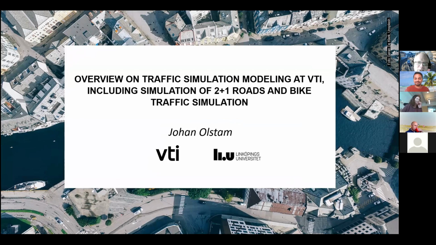Yeah, an overview, a little bit on the traffic simulation research at VTI, but I'm also affiliated with Linköping University at 30%. Some parts are mainly at VTI, some are in connection to Linköping University as well. VTI and Linköping University have that collaboration with Nagarjun and Hanin and Jongji and other colleagues there. A little bit of overview, but then focusing on two application areas which maybe you don't hear about that often: 2+1 roads for rural roads and bike traffic simulation.